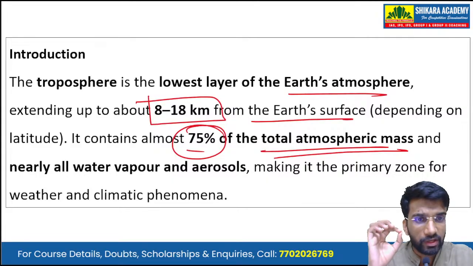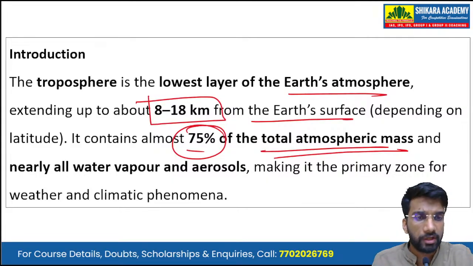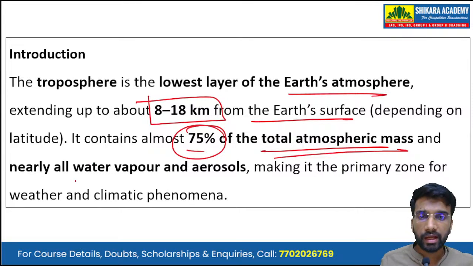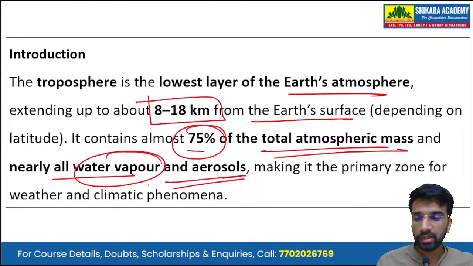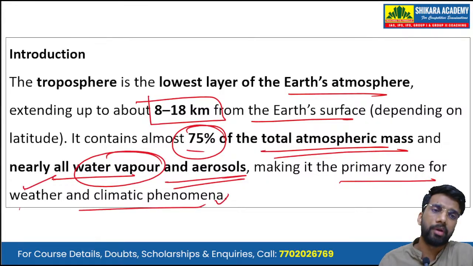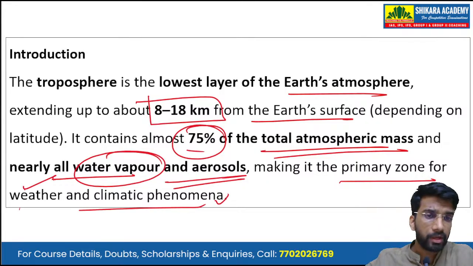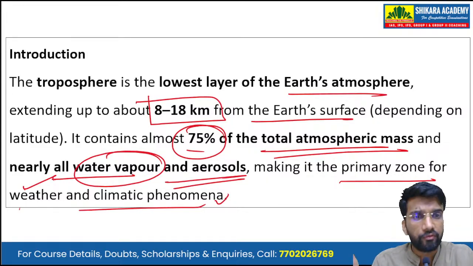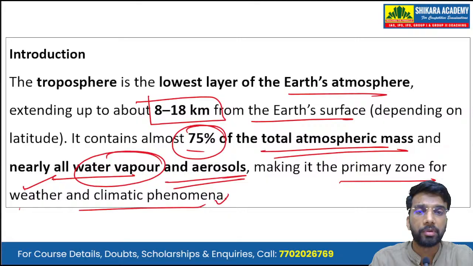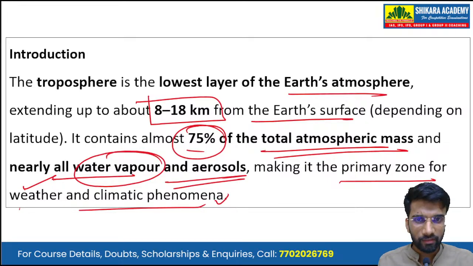The troposphere itself has 75% of the total atmospheric mass because the density of gases is really high in the troposphere. Okay, and it has nearly all the water vapor and aerosols in the atmosphere, making it a primary zone for weather as well as climatic phenomena. Because 75% of the atmospheric mass is there, and almost all of the water vapor is present in the troposphere. Aerosols are also found in the troposphere. So that makes it the primary zone in the atmosphere where weather and climate phenomena can take place.